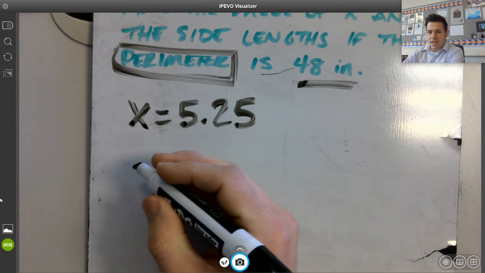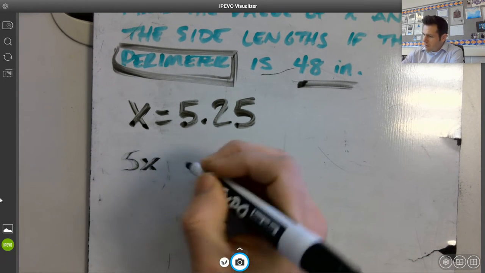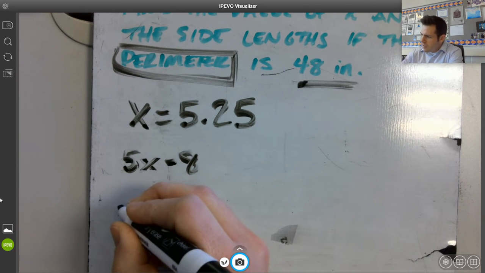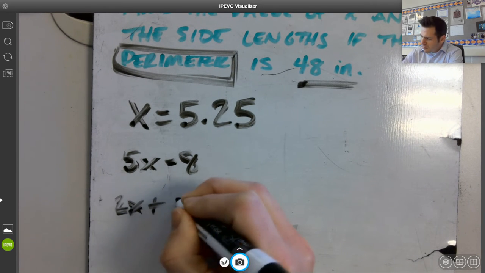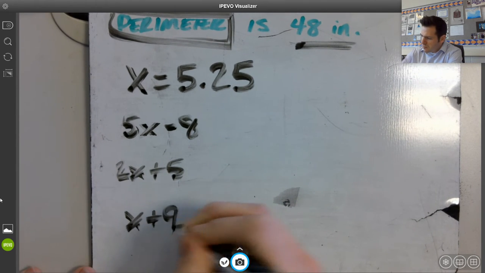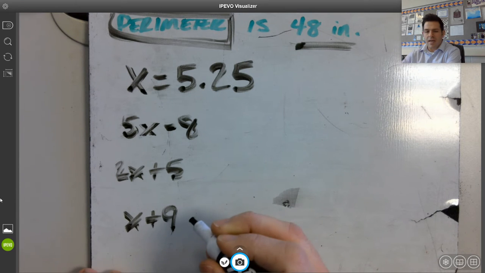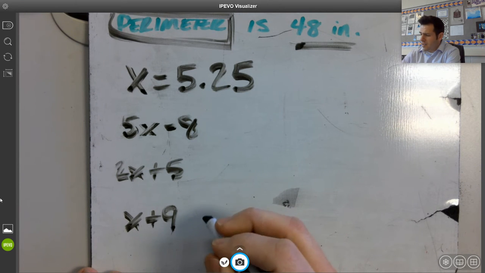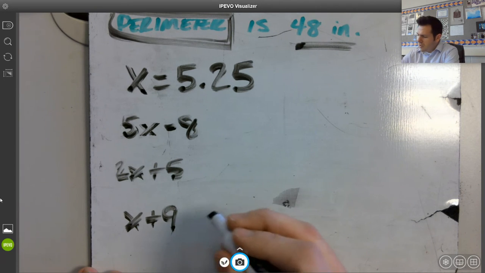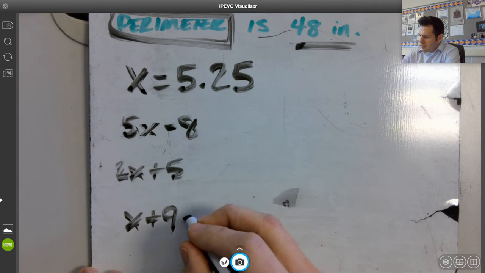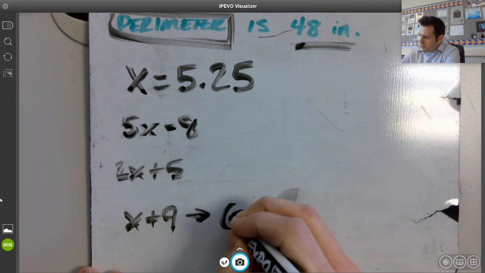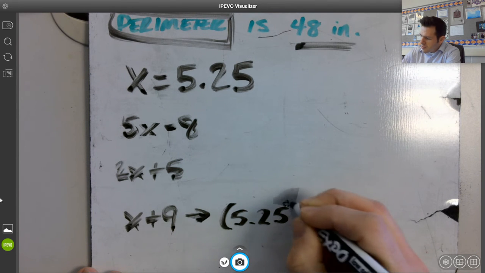So 3 side lengths here. 5x minus 8. We have 2x plus 5. And we have x plus 9. And every one of those I want to take and I want to plug in the 5.25 for x. I'll actually work from the bottom up just because these numbers are smaller than over here and a little bit easier to work with down here. So down here, plug in 5.25. When you plug something in, use parentheses.